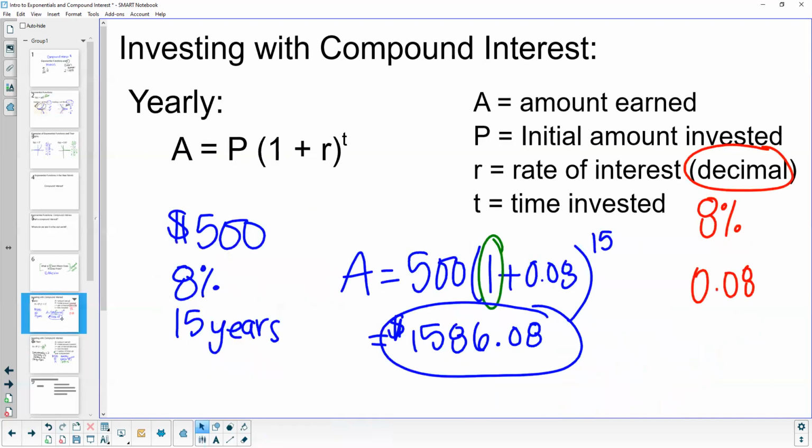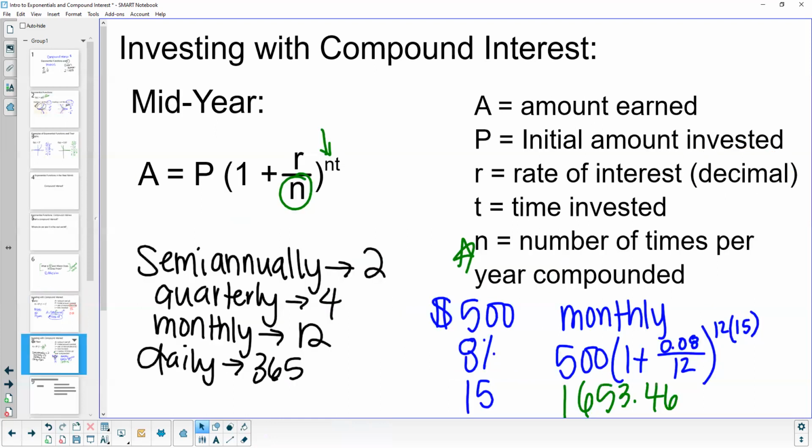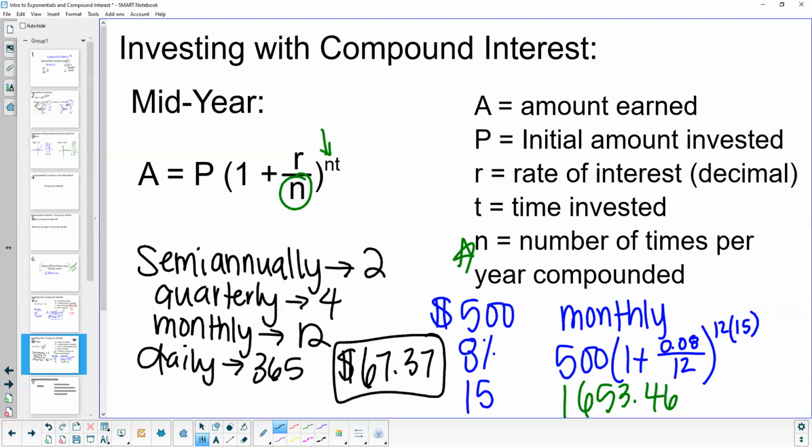Now take a look at that. Just by increasing how often we compound, all of a sudden we're making more. We go from $1,586 to $1,653, so we are making $67.37 just on the opportunity of compounding it more often. I didn't have to change my finances. I didn't have to do anything else. A lot of the time, things like that will happen. You can compound it as much as whatever you're investing in will allow you to.